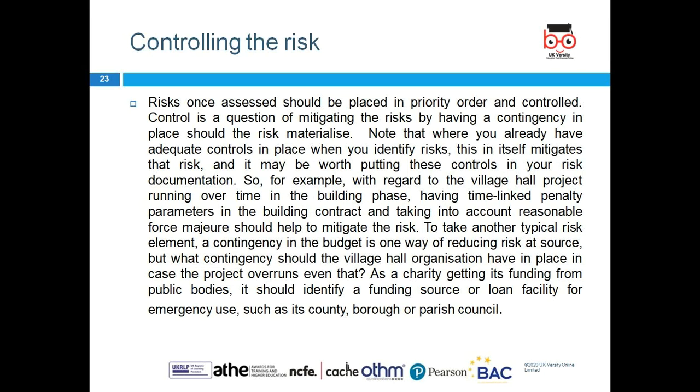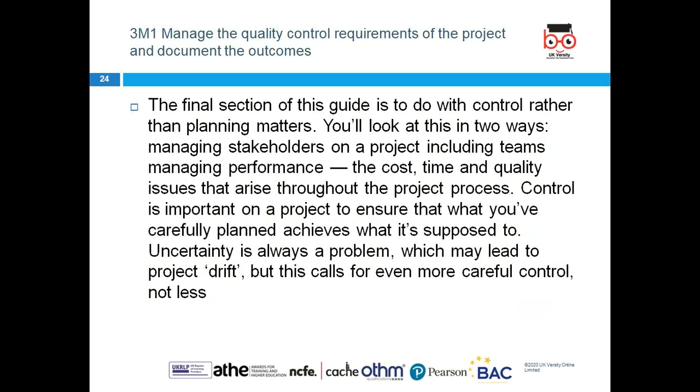So we can put these controls into the risk documentation. For example, record the village hall project running over time. In the building phase, have time-linked penalties that the building contractor takes into account, and reasonable measures we can look at to help mitigate the risk. So if you don't finish the work on time, there will be a 10% penalty on whatever your fees or cost will be. When we sign the construction contract with the construction company or the builder, we can include these things in our contract.